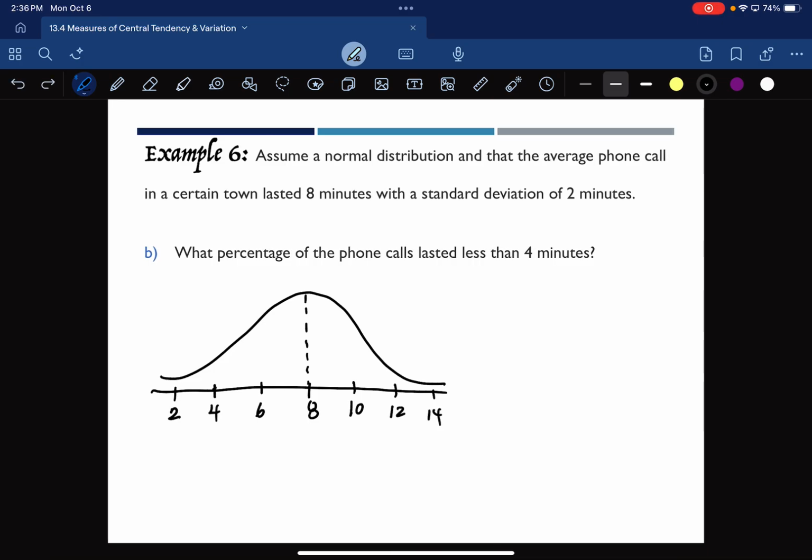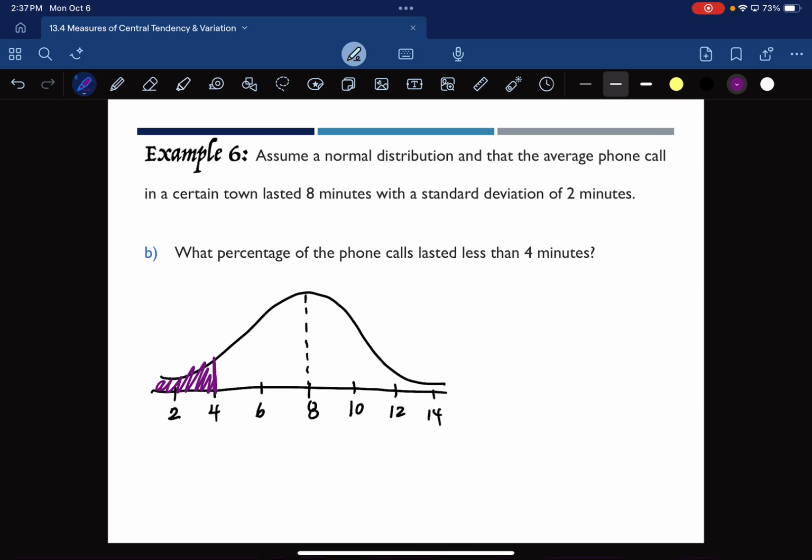So here's my 4. I wanted a color. 4, and we want it to go all the way over here to the left. How am I going to figure out the phone calls that lasted less than 4 minutes? It's not in the middle. The last one was in the middle, right? Don't you take a third of 99.8? It's not a third of 99.8, but we are going to use the empirical rule, but not quite like that.